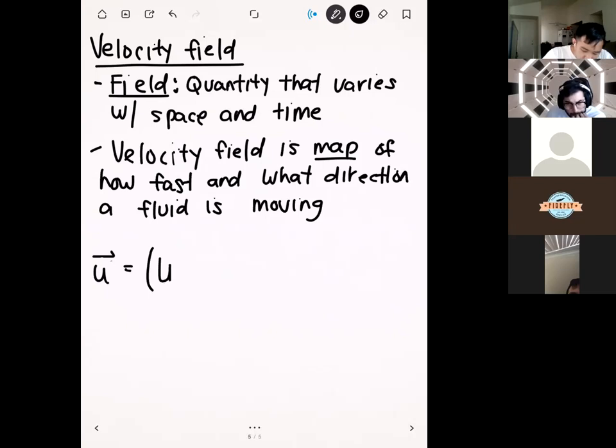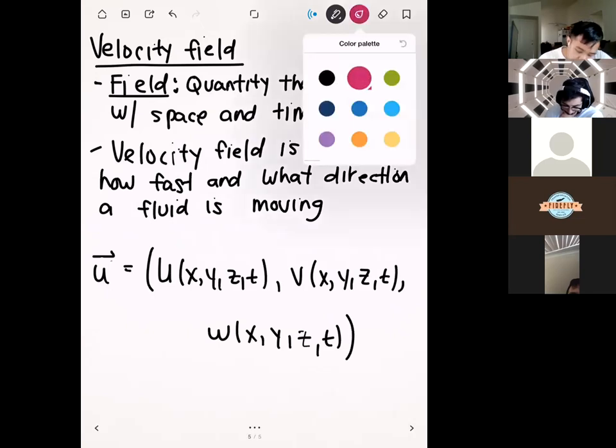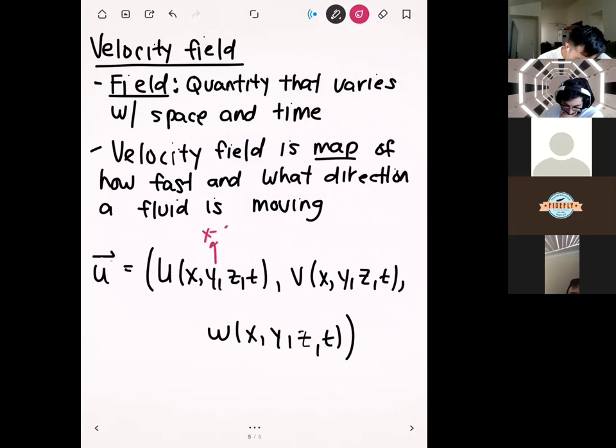So we have the X component. The X component of velocity, we give the symbol U without the arrow over the head. Then we have the Y component of velocity, which we give the symbol V. And then we have the Z component, which we give the symbol W. And this is again a function of X, Y, Z, and T. So this right here is the X component. This is the Y component.